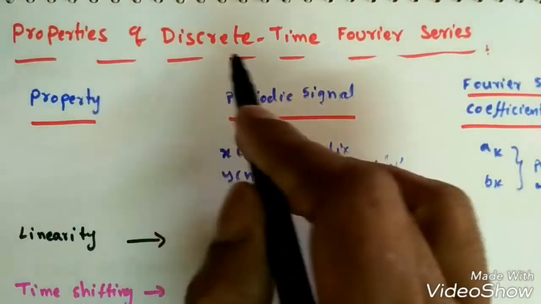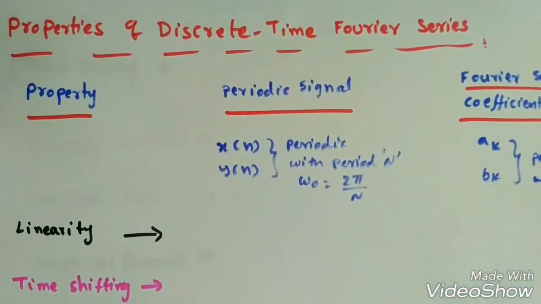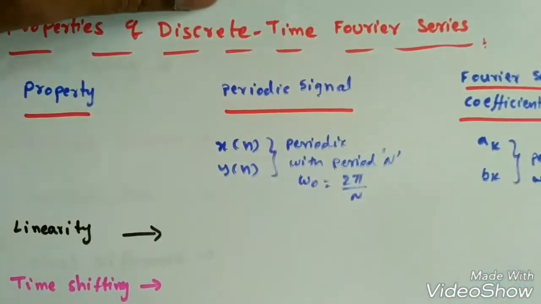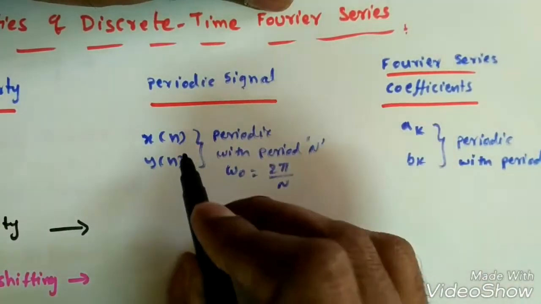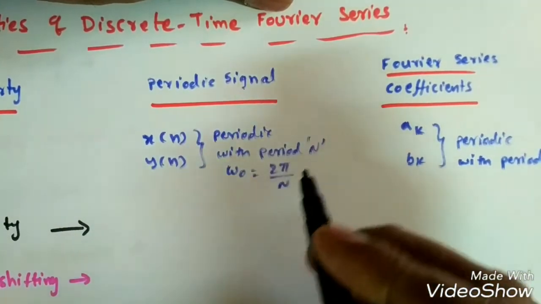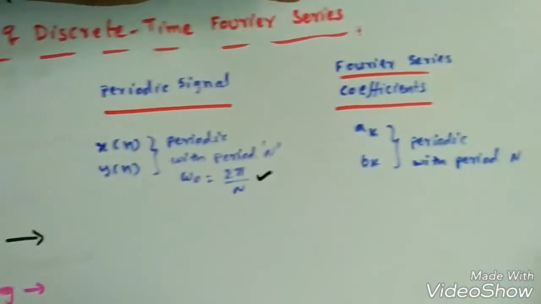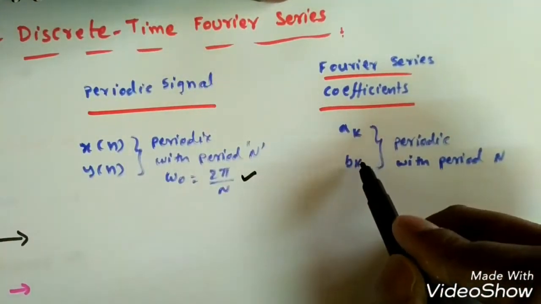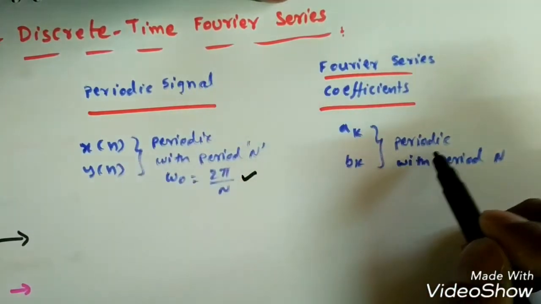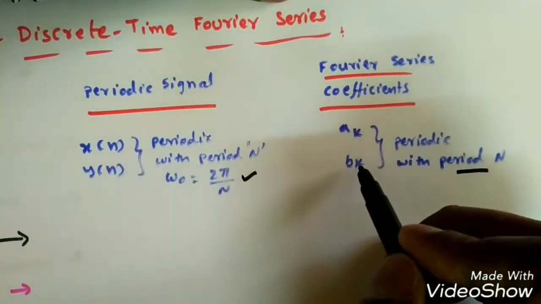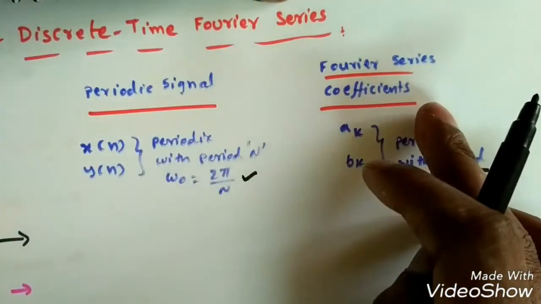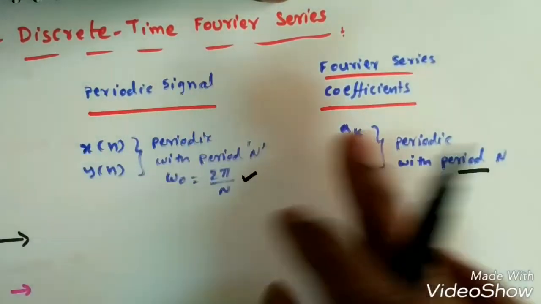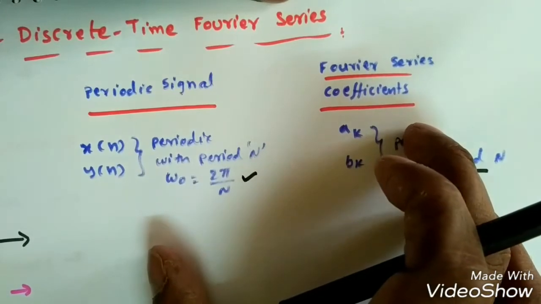Next we will see the properties of discrete time Fourier series. Almost all the properties are similar to the continuous time Fourier series, so it is a minor change. Now if you see the Fourier coefficients and the periodic signal, x of n and y of n both are periodic with period N, and the fundamental frequency is 2 pi by N. Fourier coefficients ak for x of n and bk for y of n are also periodic with period N. That means in discrete time Fourier series, the Fourier coefficients as well as the input signals are both periodic.